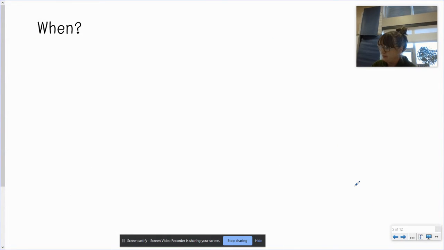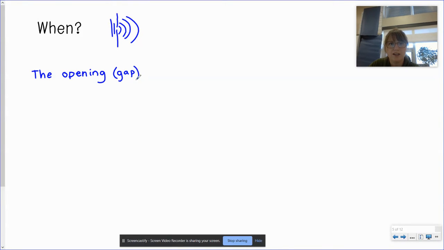So when does this happen? Specifically, when I've got a small opening and the waves make that circular pattern, that will happen when the opening size, that sort of gap there, is approximately the size of the wavelength.